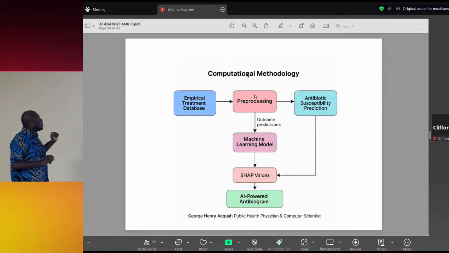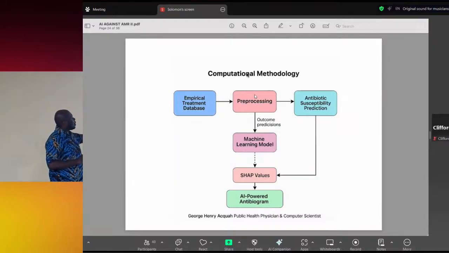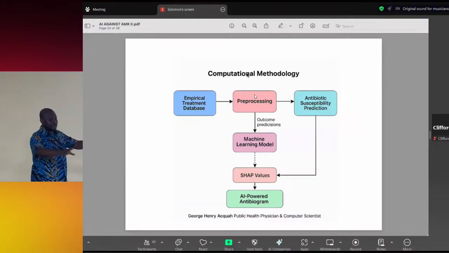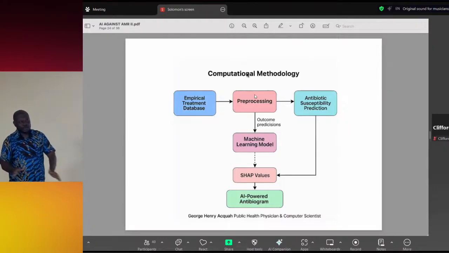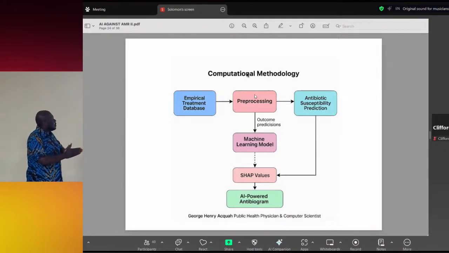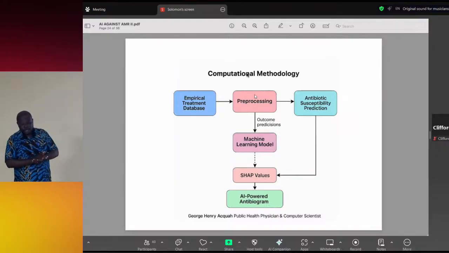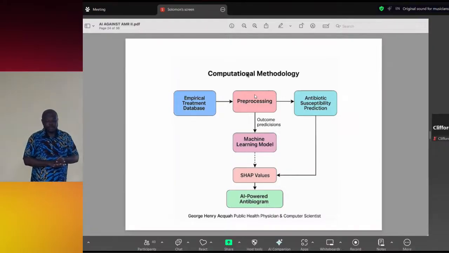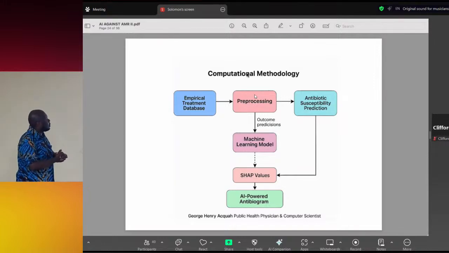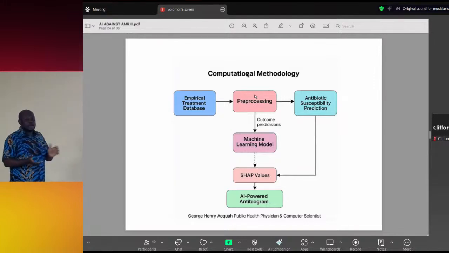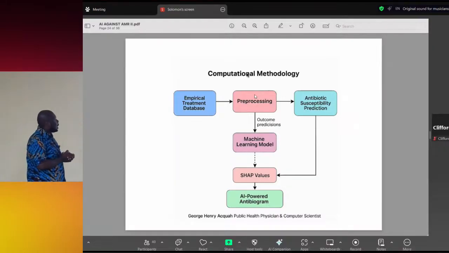So basically, to run through the computational methodology, we have an empirical treatment database, which we've gathered, let's say, assuming we are all prescribers or doctors and we've met patients, we've gathered our database. Then we go through the pre-processing stages. We clean the variables, impute missing variables, extract features for training the model. Then we decide on a machine learning model. Maybe we want to do a logistic regression model. We build it. Then we apply SHAP values.